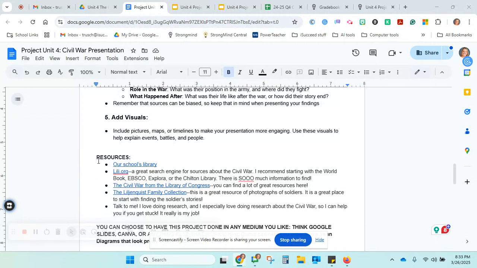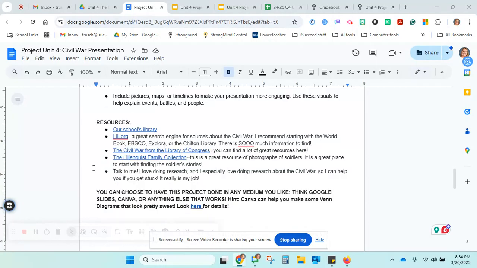Resources that you might want to use: our school's library, Lily, which is also linked from our school's library, and Civil War from the Library of Congress.